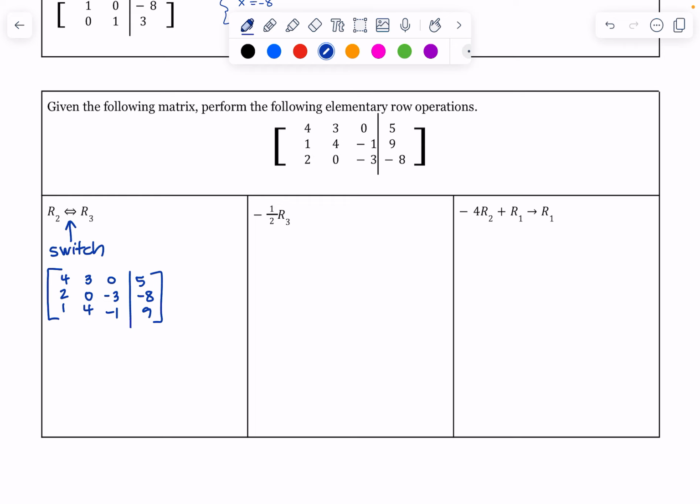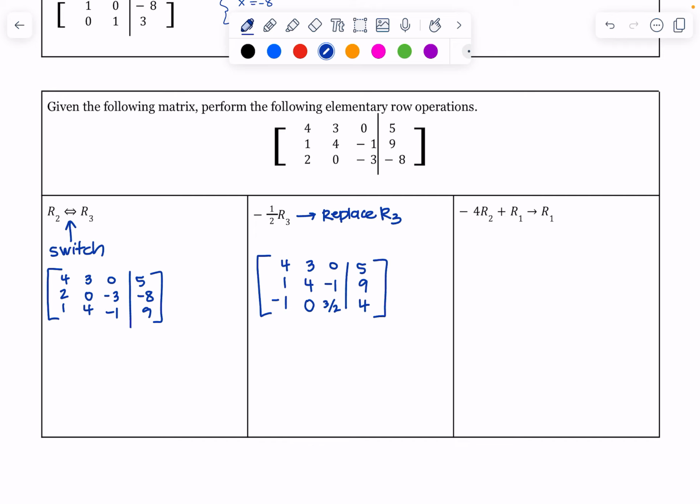Okay, for this middle problem, it says -1/2 of R3, and then it doesn't say what to do, but we're going to replace R3. So if it's just something that looks like this, you would just multiply that third row by -1/2. So I'm going to keep my first two rows the same. So I'm going to have 4, 3, 0, 5, 1, 4, -1, 9. And then I'm multiplying R3 by -1/2. So that would be -1, 0, 3 halves or 1.5, and 4.